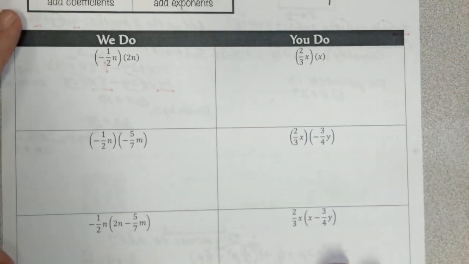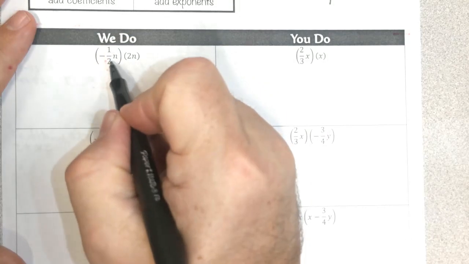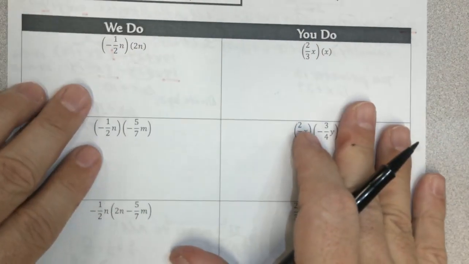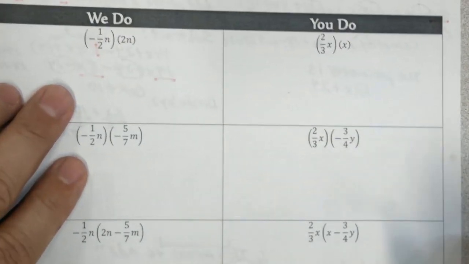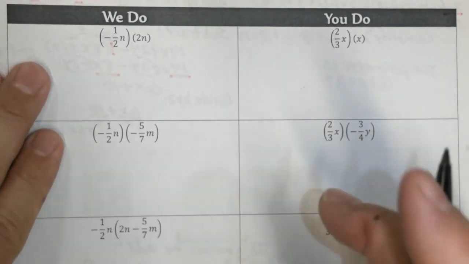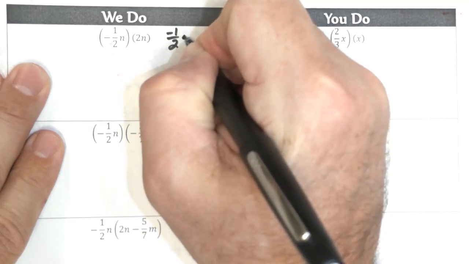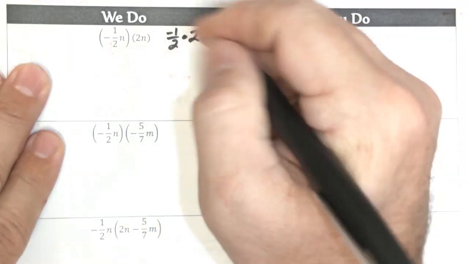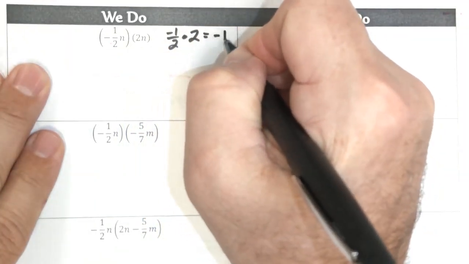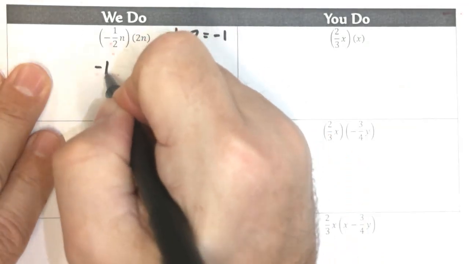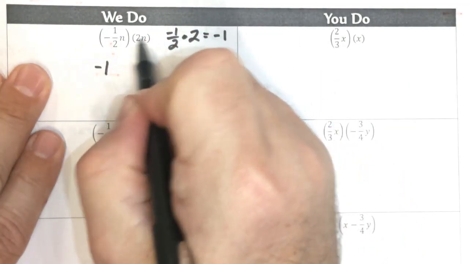Okay, here we go. So let's look at this first one here. We have negative 1/2 n times 2n. Our first step here is we want to multiply the coefficients. So that's going to be negative 1/2 times 2, and I plug that into my Desmos, so that gives me negative 1. So I'm going to put negative 1 here, and then n times n.